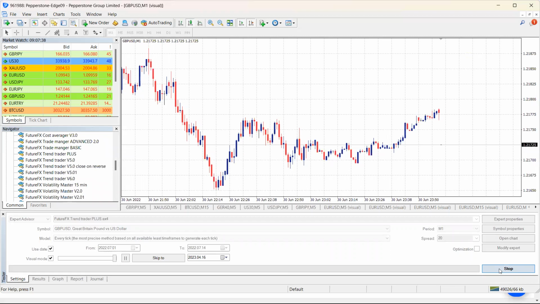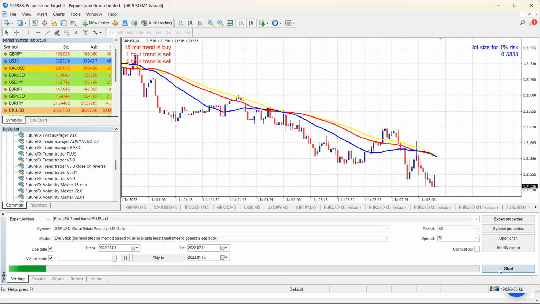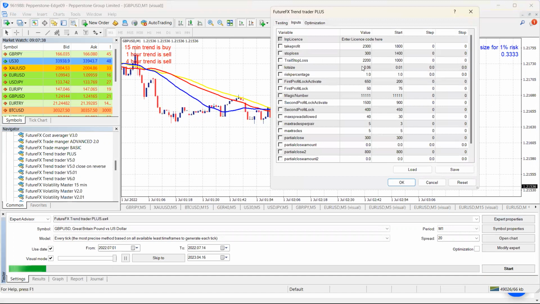I set the risk that I want. I set my stop loss, and I set my risk percentage, and then I read here what lot size I need to risk 1% per trade. And then I'll go back into my EA and I'll set my risk percentage at what it says.